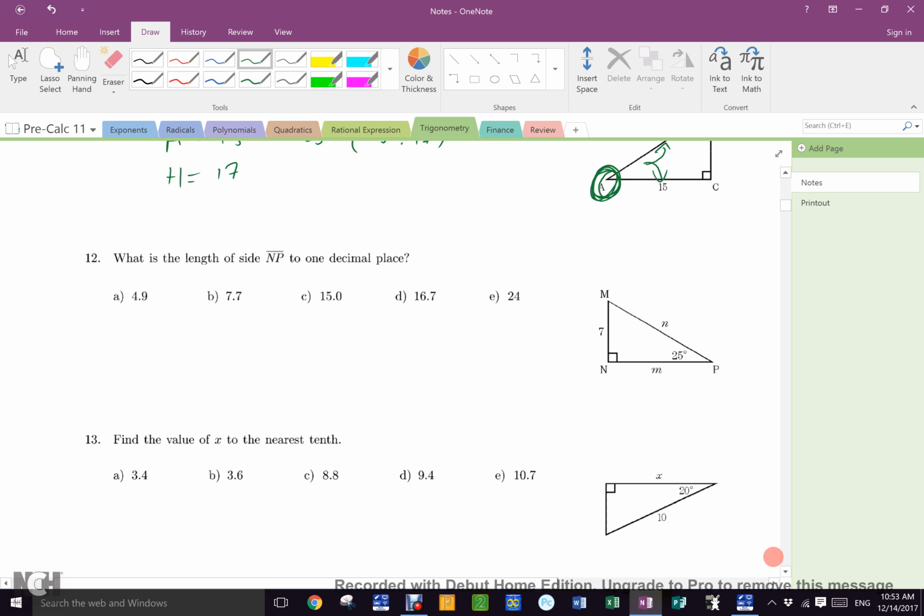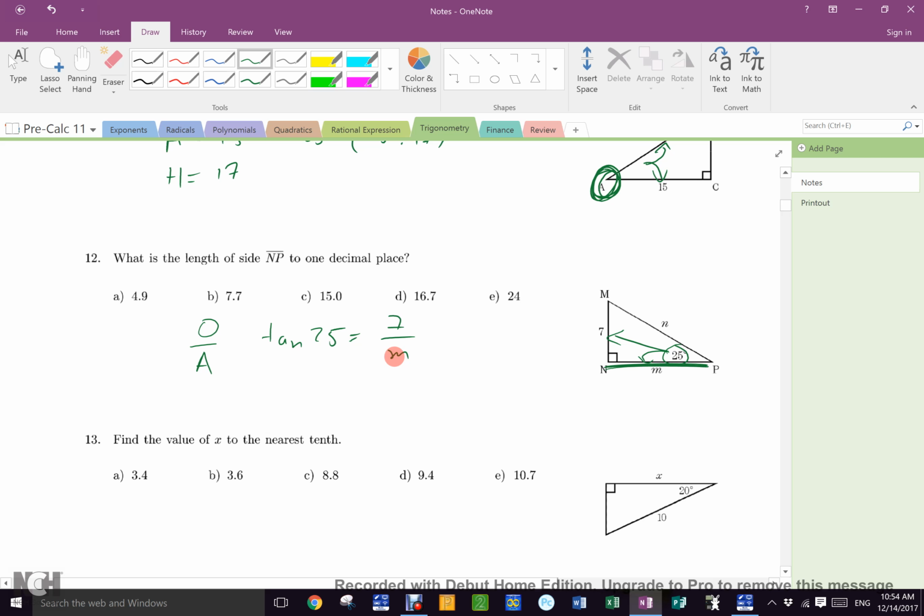Number 12. What is the length of NP? This side right here. To find that side, I have an angle and I have the opposite side. What side do I need? The adjacent side. What uses O and A? Tan. So tan of 25 equals 7 over m. When the letter's on the bottom, what do you do?